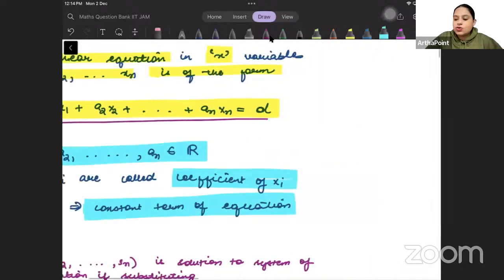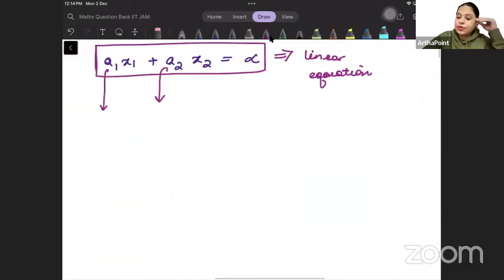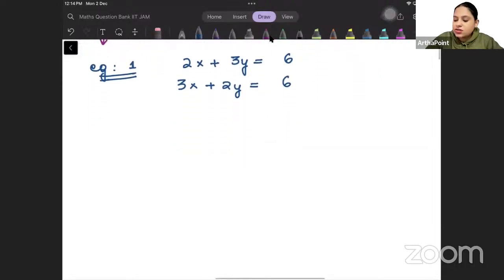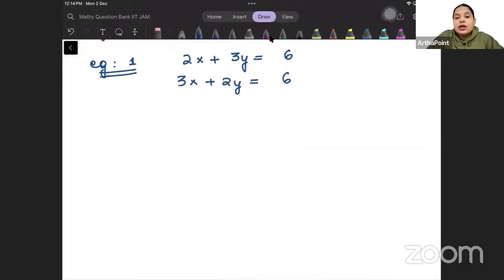So now let's take an example. Let's take this example 1. Let's see this. 2x plus 3y is equal to 6. 3x plus 2y is equal to 6. First, let's try to look at these two equations. Let me try to plot these two equations. Let's plot them once and see what happens.